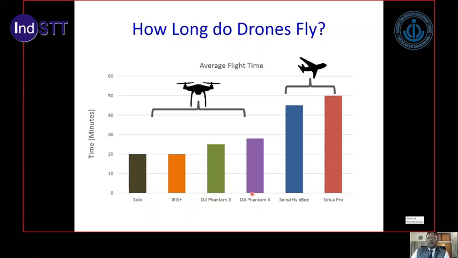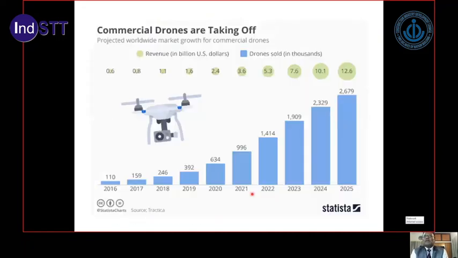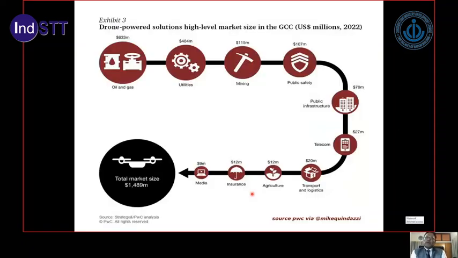So I have already discussed this one. There are revenues which are obtained by the industry, which the industries are getting. The drones which are sold in several thousand. This slide is indicating the future potential of the drone, and up to 2025 it is expected that a very large number of drones will be used for various applications.